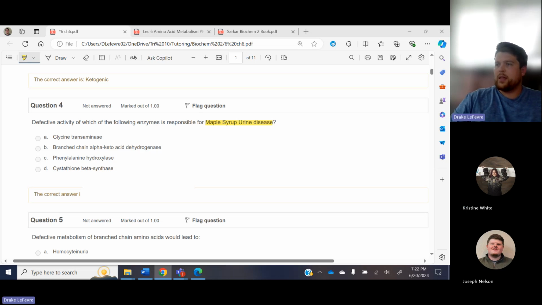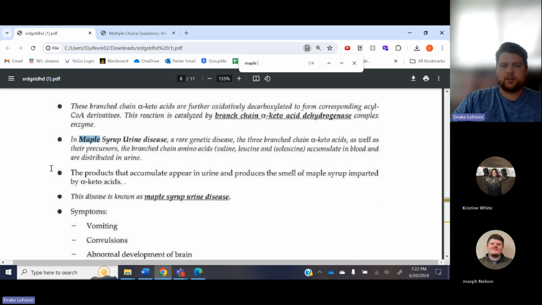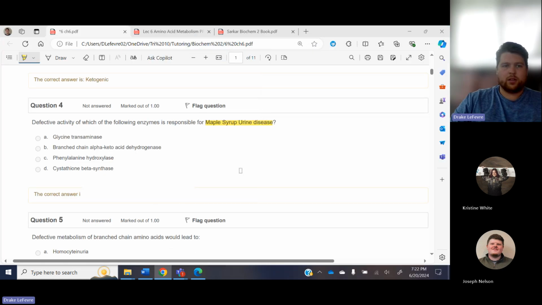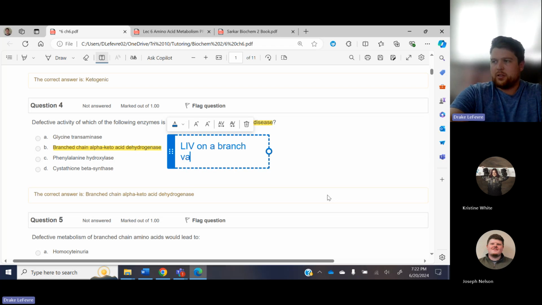So this is our branched chain alpha keto acids getting broken down. Alpha keto acid dehydrogenase complex enzyme. So the 3 branched chain alpha keto acids, as well as their precursors, accumulate in the blood and are distributed in the urine. So that's our branched chain alpha keto acid. If we remember branched chain amino acids, remember live on a branch, the valine, leucine, and isoleucine.